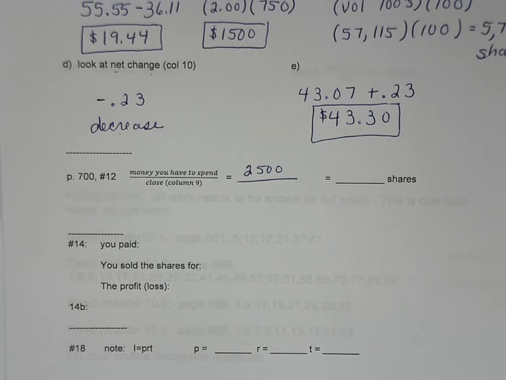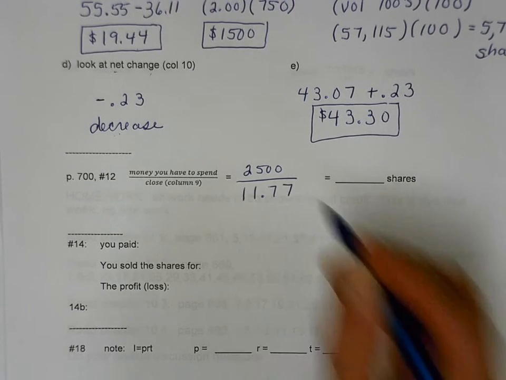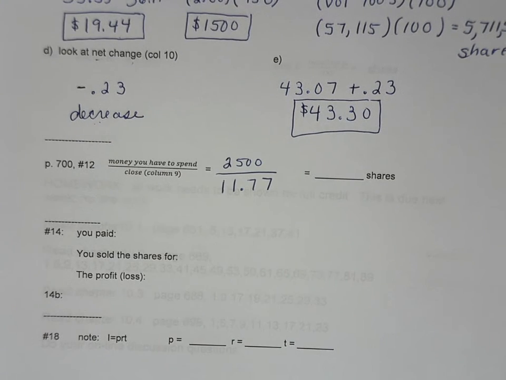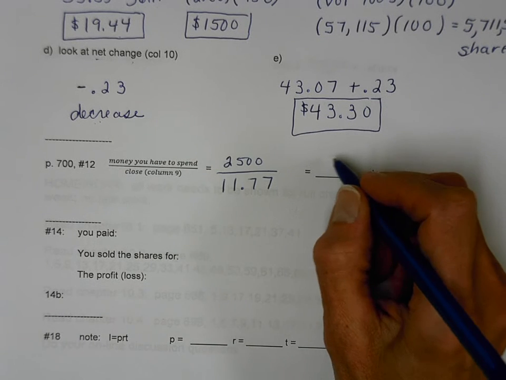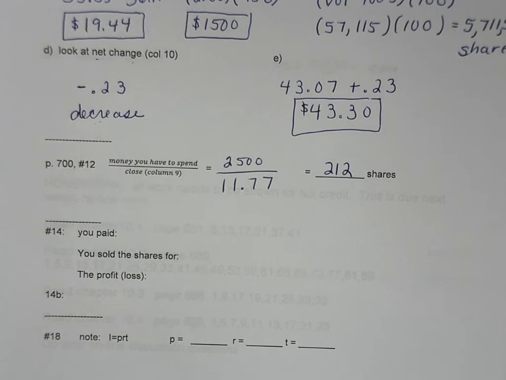All right, so yesterday they closed at $11.77 per share. Okay, well, if we've got $2,500 to spend and the shares are $11.77, we can buy 212. We can't buy part of a stock, or part of a share. So don't say 212.4. That makes no sense. Just keep the 212, okay? All righty.